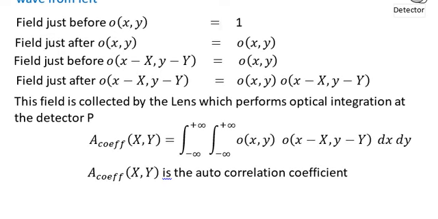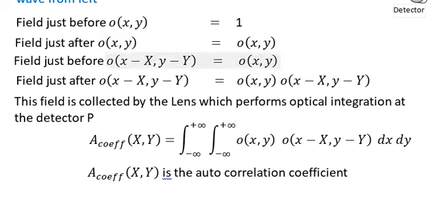The field just before the object O at x, y is equal to 1. There is also some constant phase factor due to the plane wave that we have dropped, because a constant phase factor on a plane wave would not make any difference. So we have dropped a constant factor, but the 1 indicates the amplitude of the plane wave. Now this 1 will be incident on the object O. So the field just after the object O at the coordinates x and y will be the same as O(x, y), because O multiplied by 1 will give you the same value.